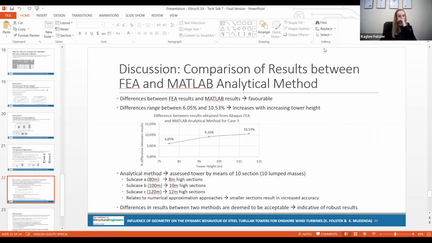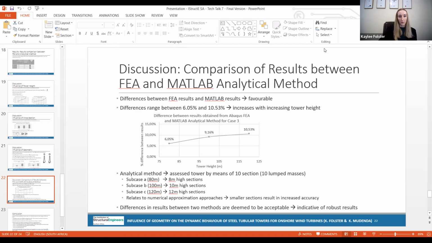Okay, and then again, when we come back to looking at the two results from the two different methods and comparing them, as I mentioned, the percentage differences ranged from about 6% to 10.53%. And if you have a look at the graph, what you notice is that percentage difference tends to increase with increasing tower height. So the 6.5% difference was obtained for the 80 meter high tower, whereas when we look at the 120 meter high tower, we're getting a larger percentage difference of 10.53%.